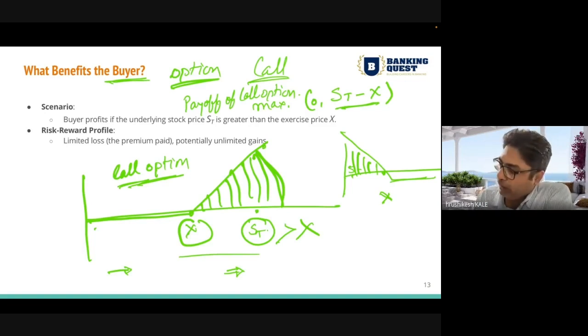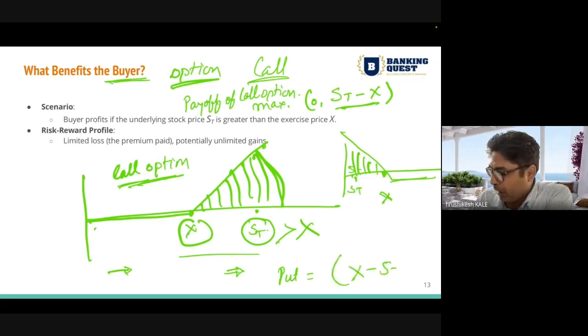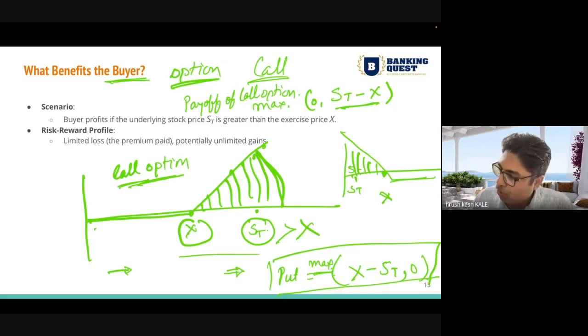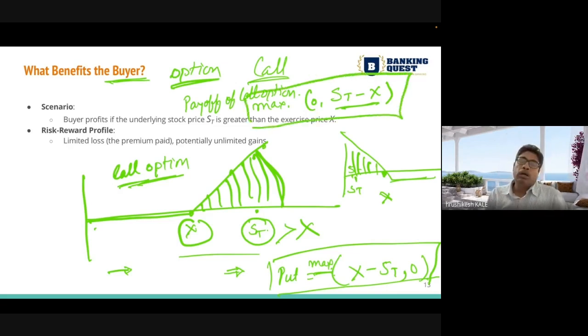Similarly, if you want to see the payoff of a put option, ST should be lower than X, and therefore max of X minus ST comma 0. This is the payoff formula for calculating the put option value, and this is the payoff formula for calculating the value of a call option.